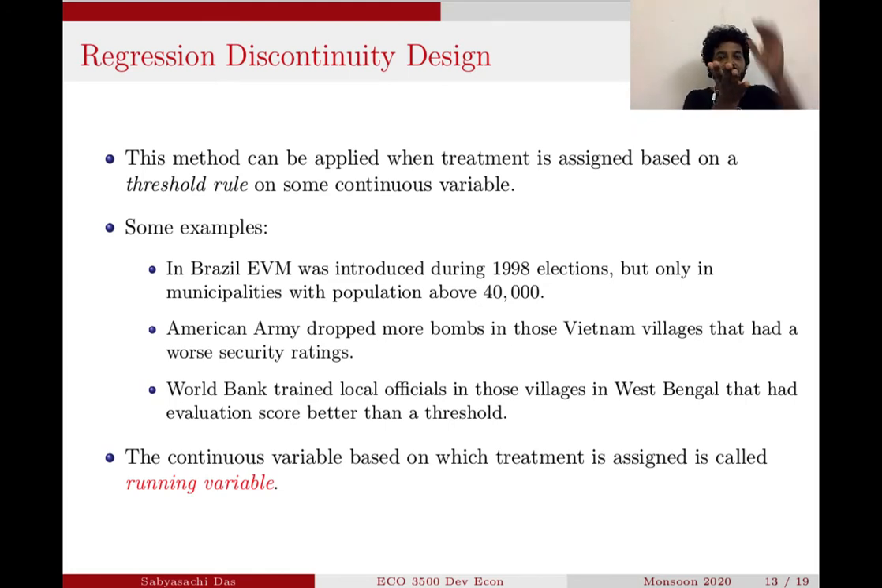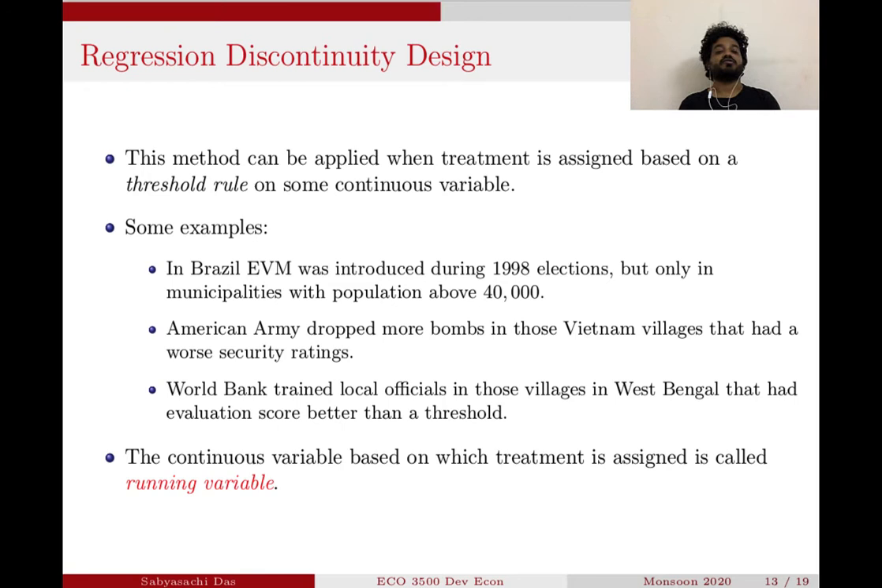So what that gives you is that the village that is right above the 60% gets assigned to the treatment, and villages that are just below the 60% cutoff do not receive the training. They do not receive the treatment. They become part of the control group. So again, you have an assignment of treatment, here the World Bank training program, based on a threshold rule on a continuous variable. What is the continuous variable? Here it's the evaluation scores created by the government of West Bengal, and the cutoff rule was 60% of the maximum.